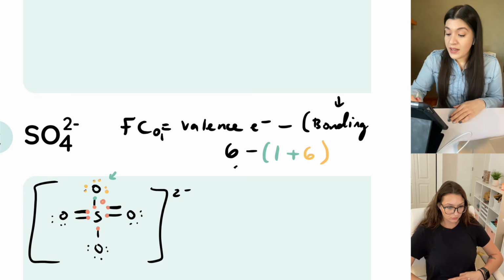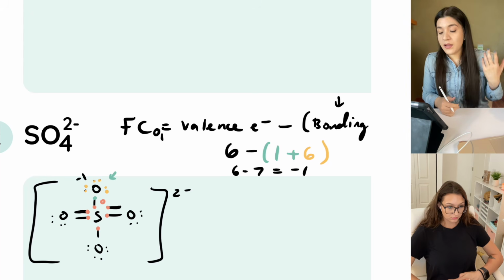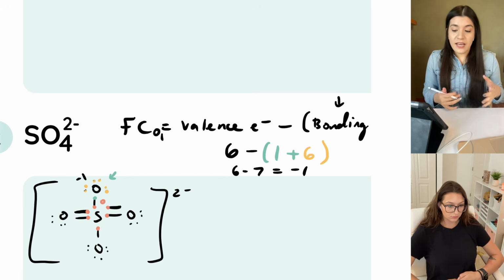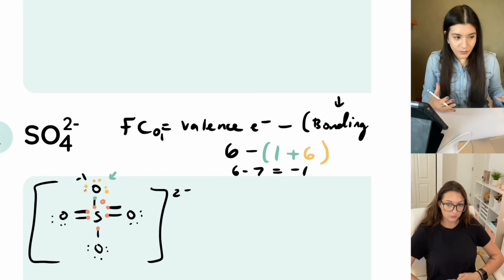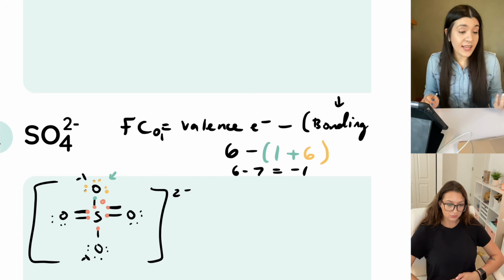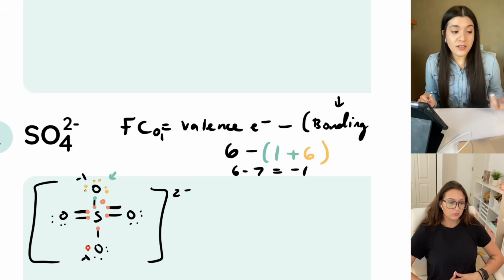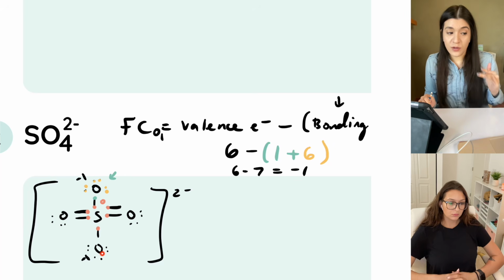This is a -1. That is totally fine that it's a -1 because we want our electronegative atom, which is oxygen in this case, to be negative if possible. Okay, it's going to add up. It's going to be fine. So this one would also be -1 because it's the same exact thing, right? This is a single bond. It has the same number of electrons. That's fine. This is also a -1 formal charge.